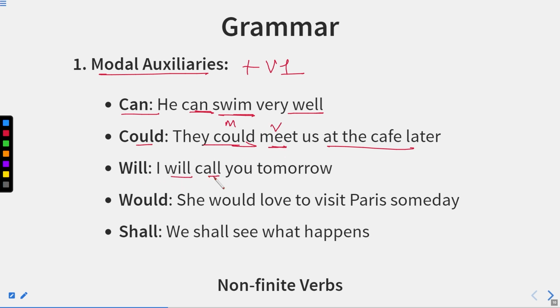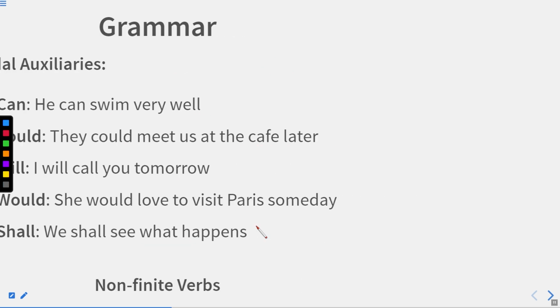Will, I will call you tomorrow. So again, will is modal, call is verb 1. Would, she would love to visit Paris someday. So would is modal and love is verb first form. Shall, we shall see what happens. So shall is modal and see is verb first form, which is a bare infinitive.